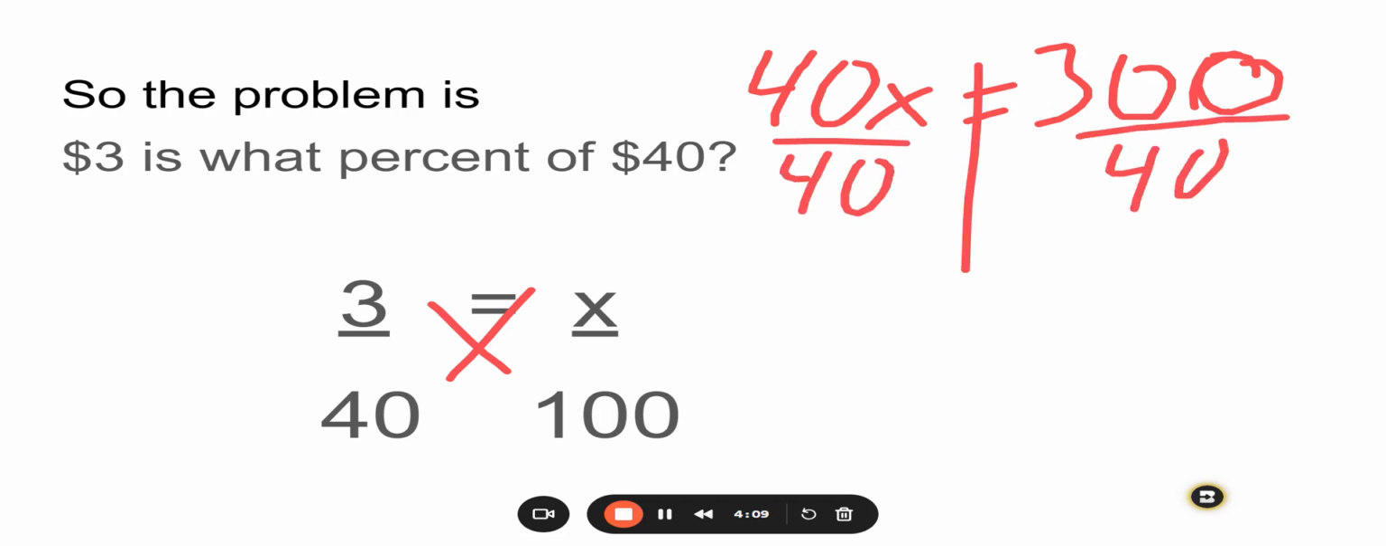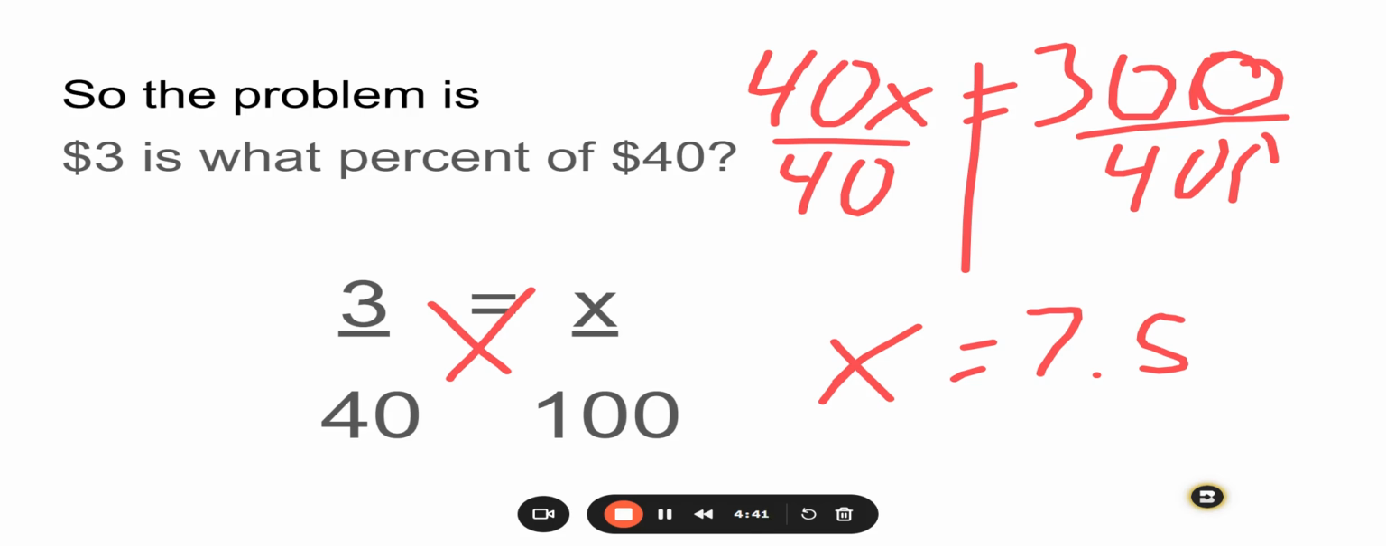I don't think I can do this one in my head. But x, let me see, 300 divided by 40 gives me 7.5. So 7.5% is what $3 of $40 is. $3 out of $40, that $3 is 7.5%.